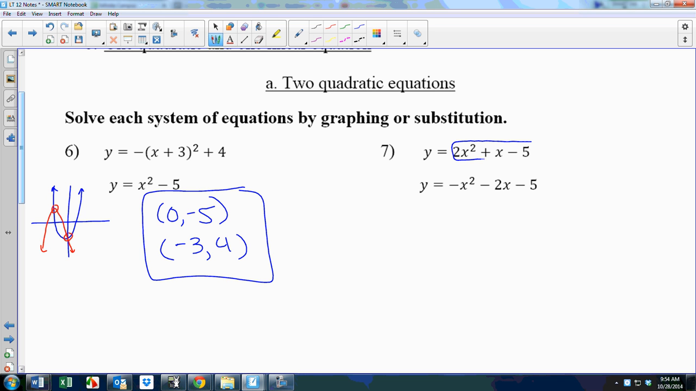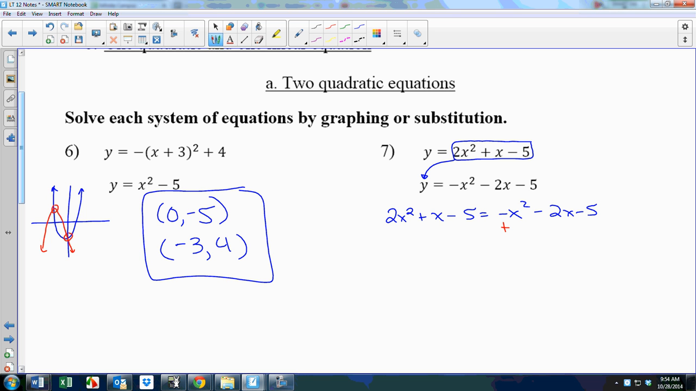All right, substitution for number 7 would say this. Take your 2x squared plus x minus 5 and substitute it for y in the second equation. So 2x squared plus x minus 5 equals -x squared minus 2x minus 5. To solve a quadratic, you need it to equal 0 algebraically, because we're going to go to either completing the square or the quadratic formula. Which one's your favorite? My favorite is quadratic formula of the 2.